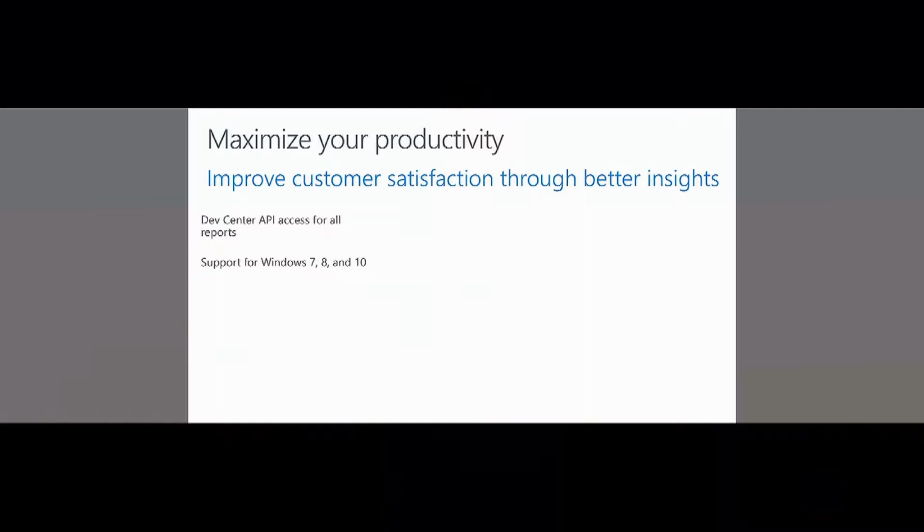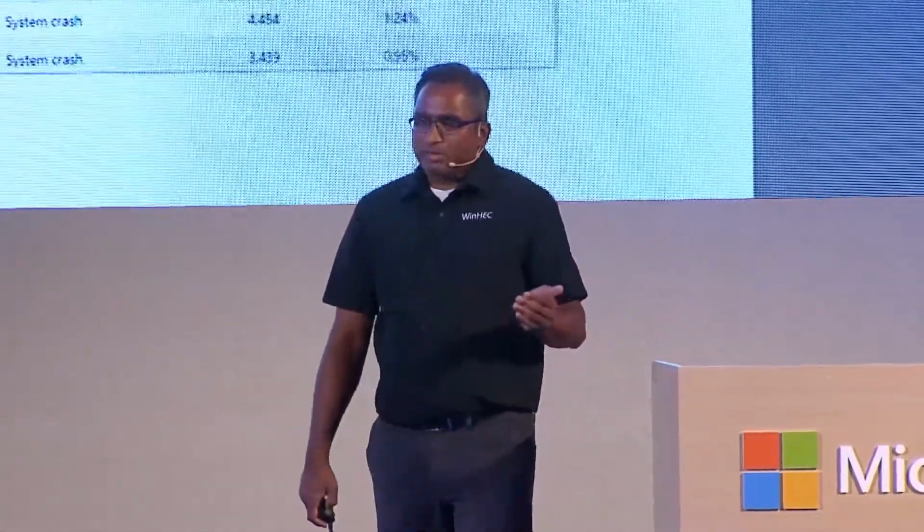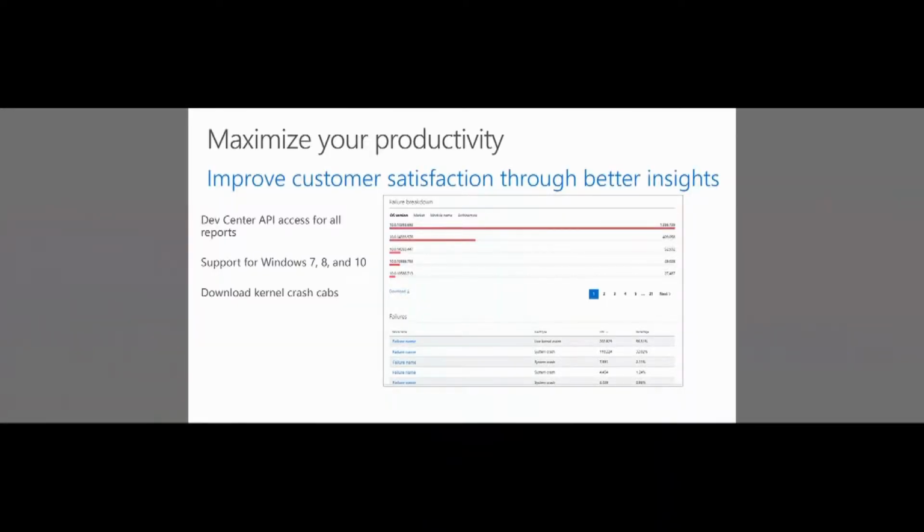Another area where we have shown considerable progress with the new Dev Center is improving your productivity by giving you a better assessment of the quality of your components. The Dev Center analytics page allows you to get a handle on quality. For the very first time, we shipped Dev Center APIs for all our reports, and this is supported for all versions of Windows. We've also enabled the ability to download crash cabs, which helps you debug and get higher product quality.